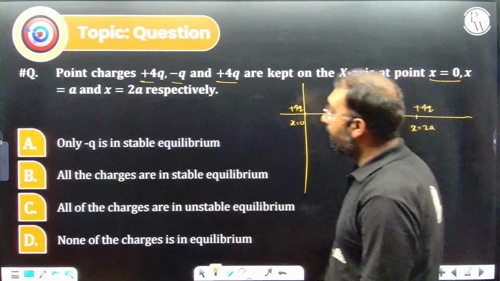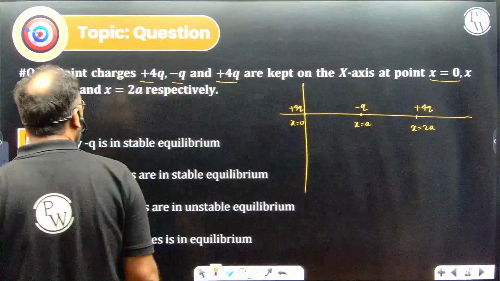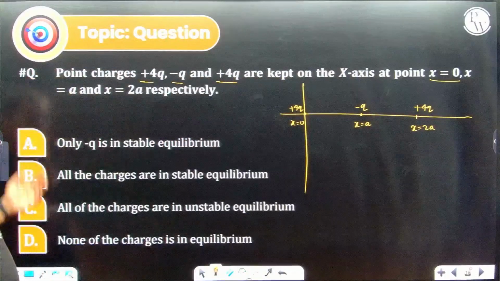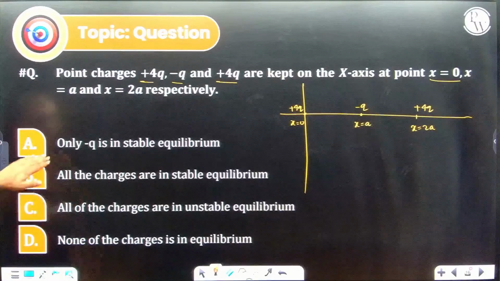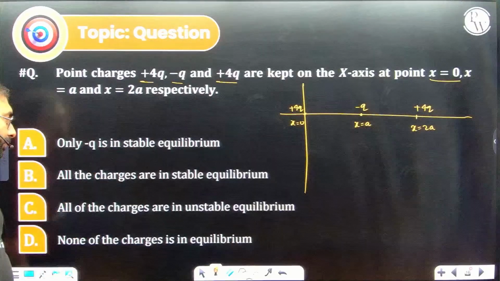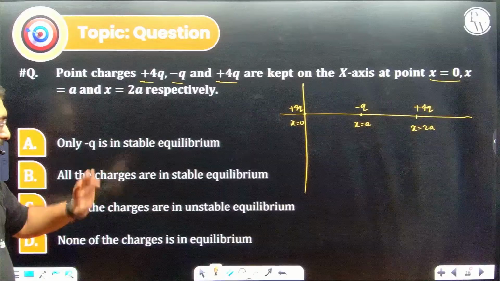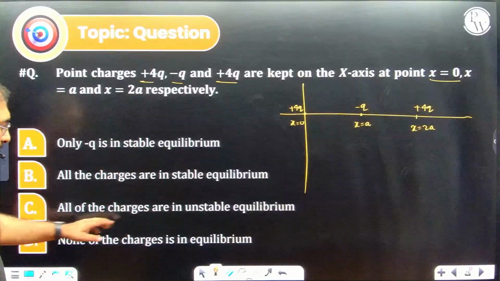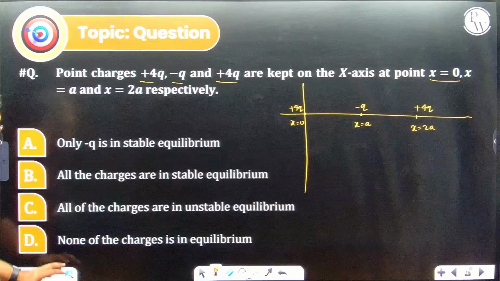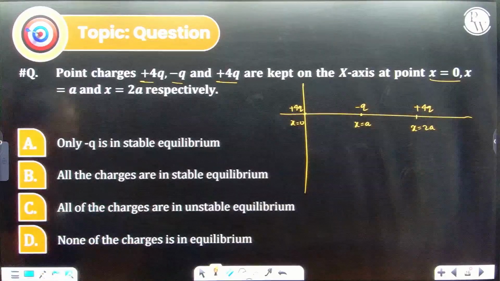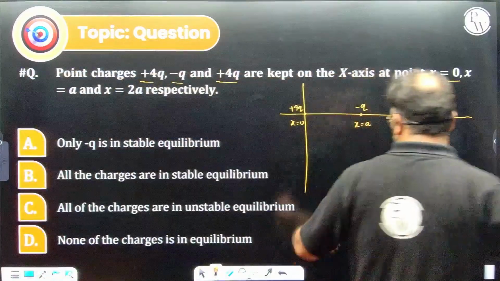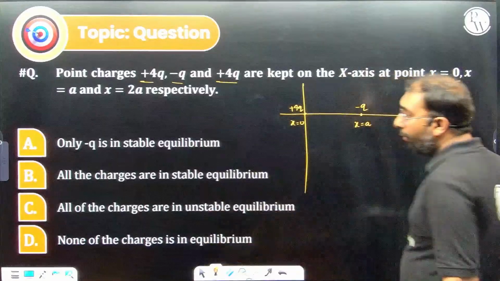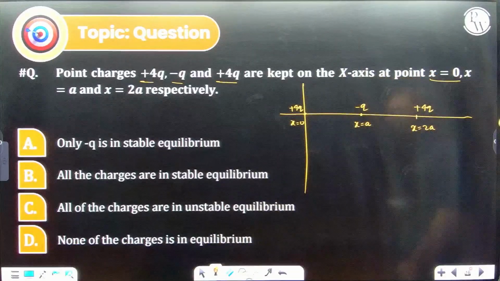And what they are asking, they have given us the statements and we have to check them. Only minus q is in stable equilibrium. All the charges are in stable equilibrium. All of the charges are in unstable equilibrium. None of the charges is in equilibrium. So let's discuss one thing. They are asking us to find out the condition of equilibrium, whether it is in stable equilibrium or not.